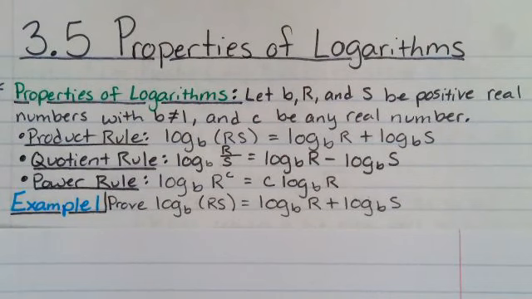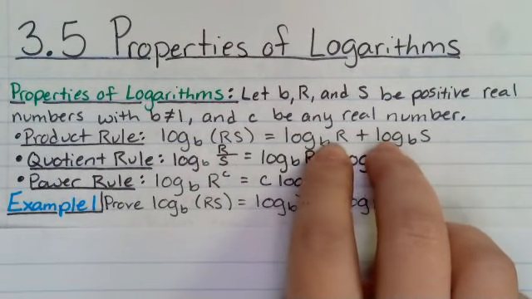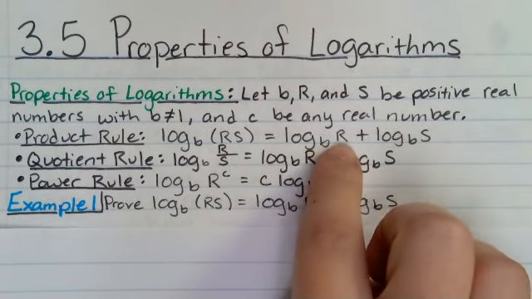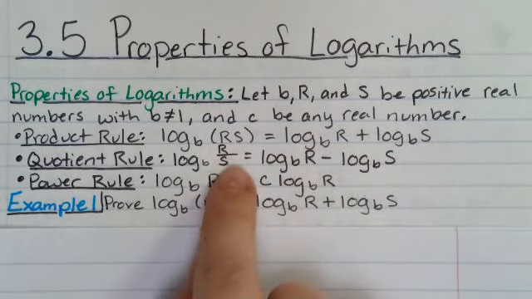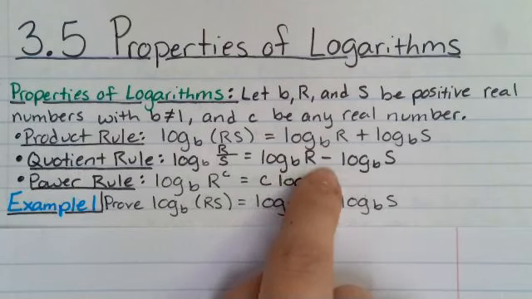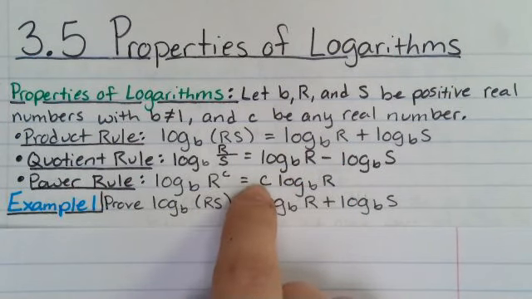What we're supposed to be doing here is looking at our different rules. The product rule says that if you take the logarithm of a product, what we're able to do is actually split it up into a sum of those factors. So log base b of r times s equals log base b of r plus log base b of s, right? The quotient rule is when you have a division problem. So log base b of r divided by s, we can rewrite as log base b of r minus log base b of s, so we have a difference. And then the power rule is the most interesting in my opinion. When you have a power, that power just gets multiplied by the log instead.